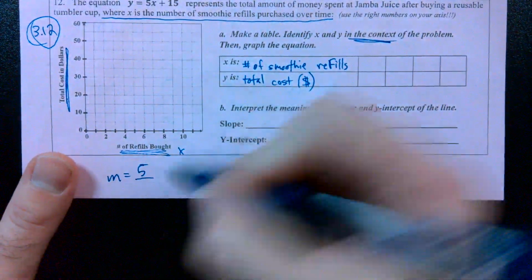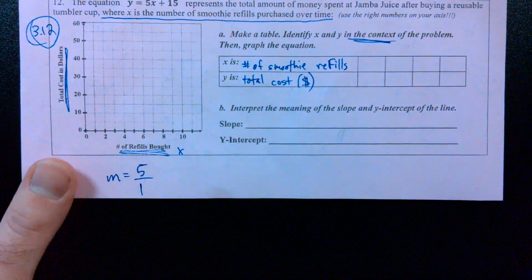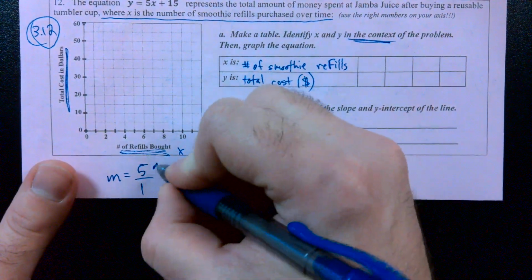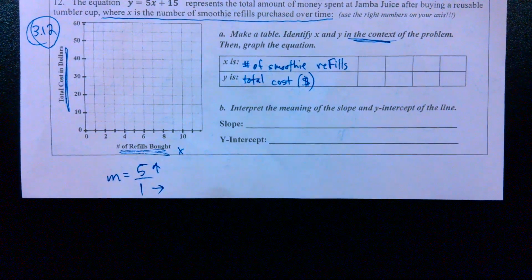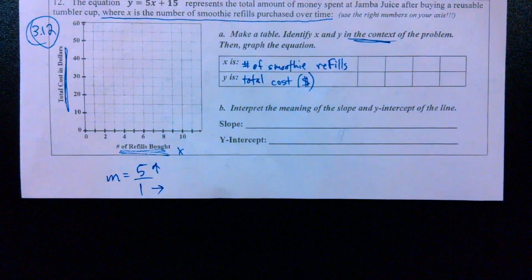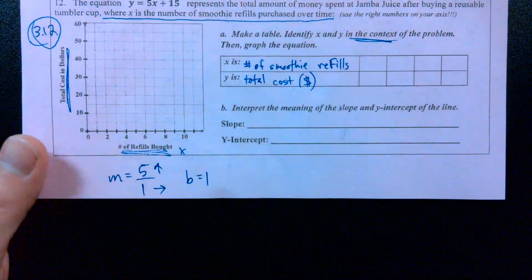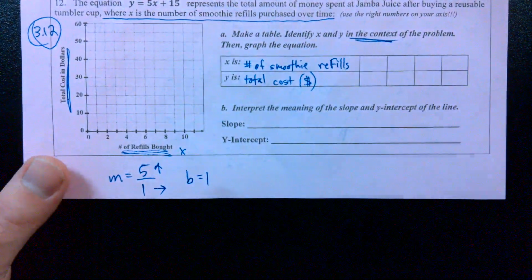What can I put under the 5? A 1? Right? Positive means I'm rising up. Denominator means I'm running to the right. And then what would my b be equal to? From the equation, what's my b? 15.